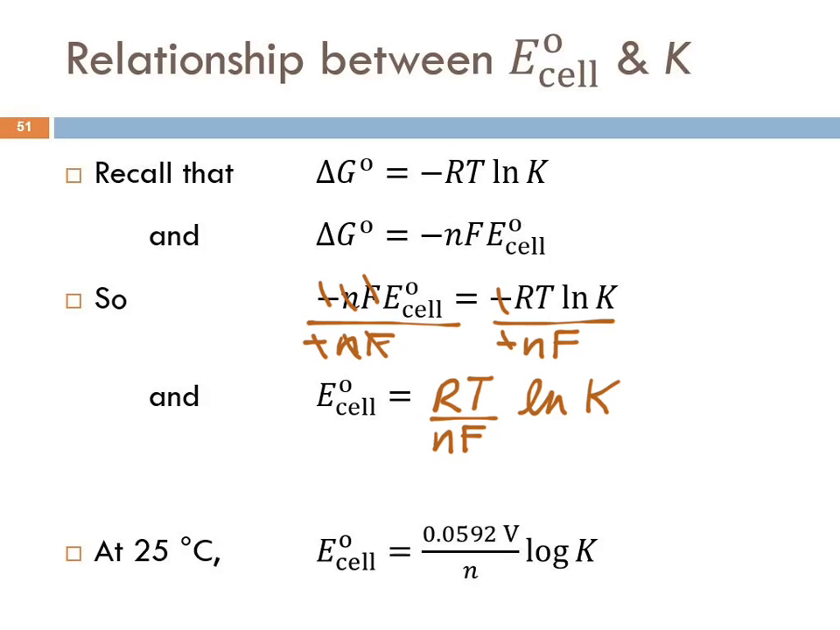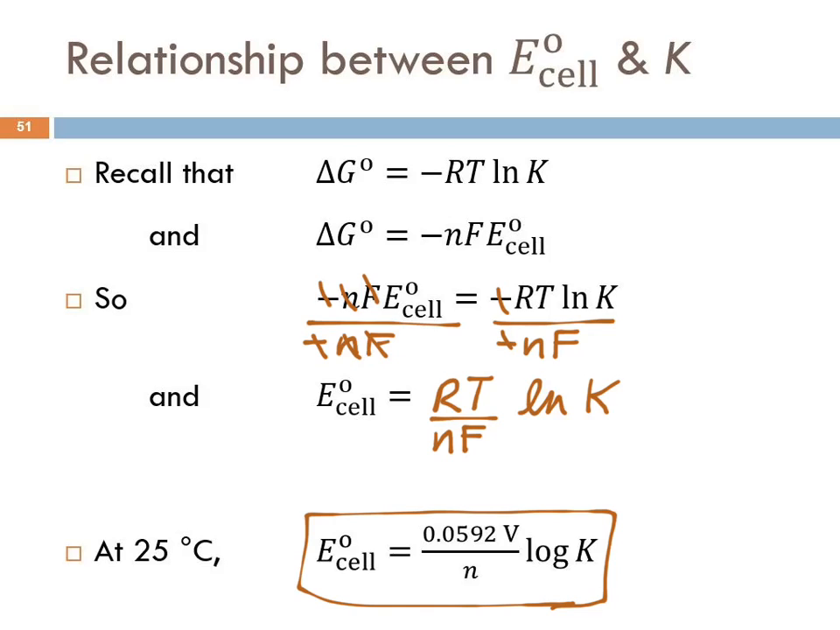There is a factor in there. You can't just magically do that, but there is a relationship between natural log and base 10 log. And so what you come up with is this equation down here. This is simpler because there's less math to do, but that's only at 25 degrees Celsius, which is where most of the stuff we're going to do is.